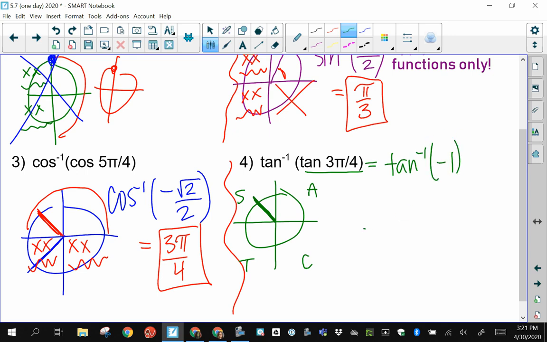And that's coming from the fact that it is sine, positive root 2 over 2, divided by negative root 2 over 2. That's where that came from, sine over cosine. But we should know that at this point.